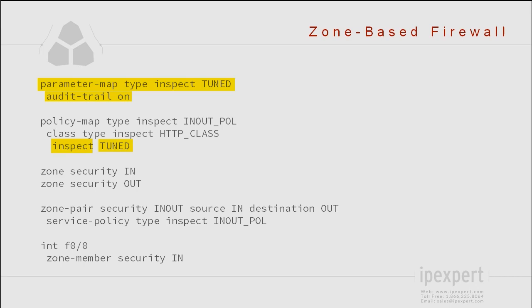And once again, remember that for all other options we did not define in our parameter map, such as the alerts, the thresholds for denial of service, the timeouts, they are going to be inherited from the default parameter map that is pre-built, pre-configured on the device.